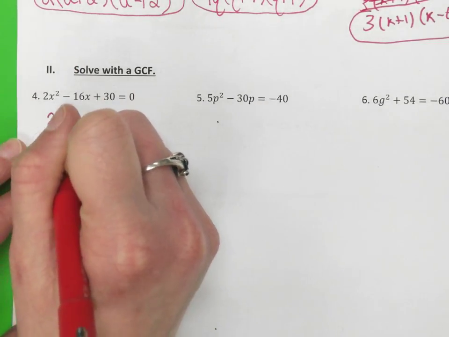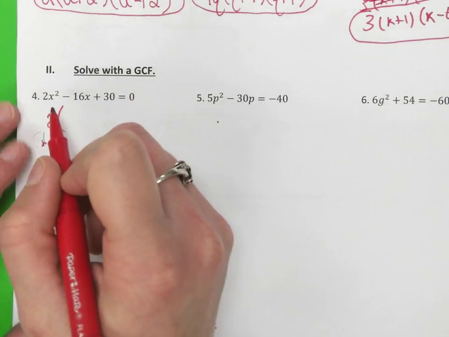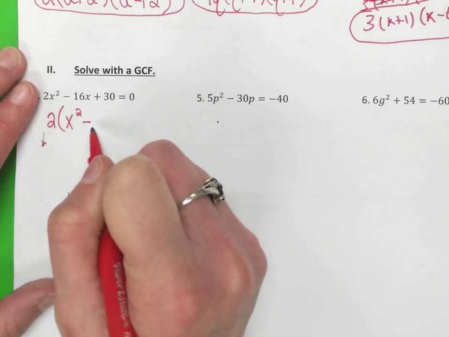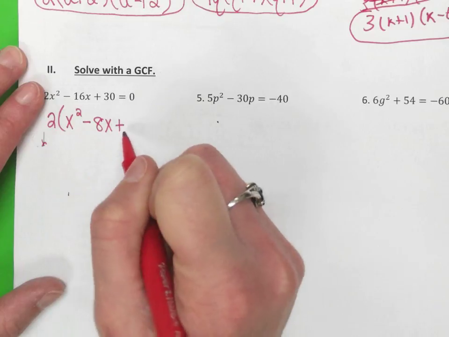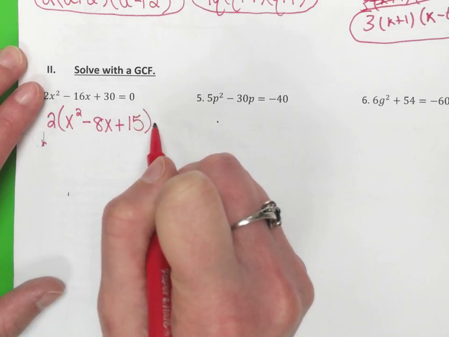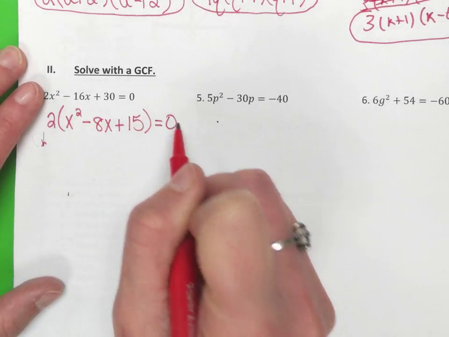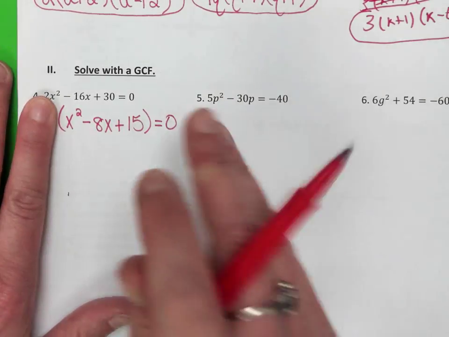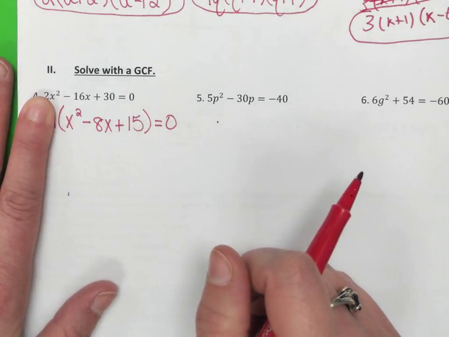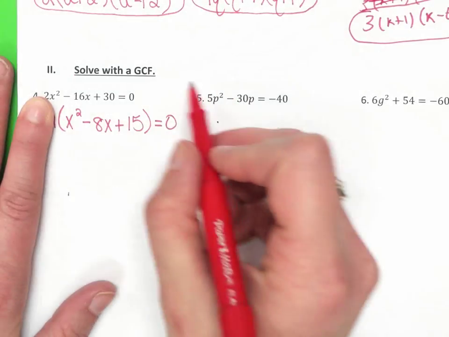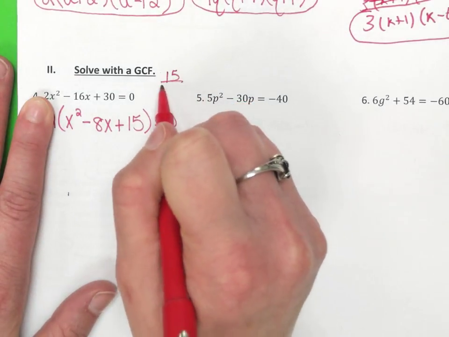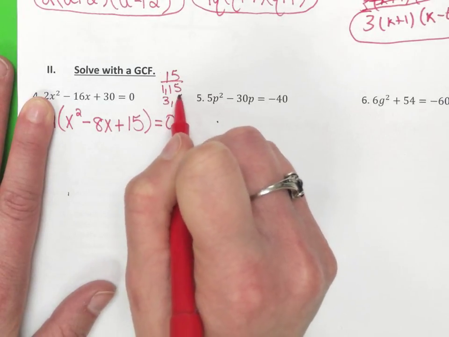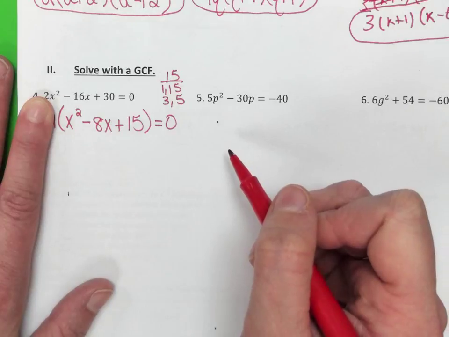Bring your 2 out. Alright, what's left when I take out this 2? X squared minus 8x plus 15. And then what's it equal? Same thing. Put your finger over the 2. Same thing we've been doing, right? Factors of 15 are 15 and 1. What else? 3 and 5. 5 and 3. Doesn't matter the order.